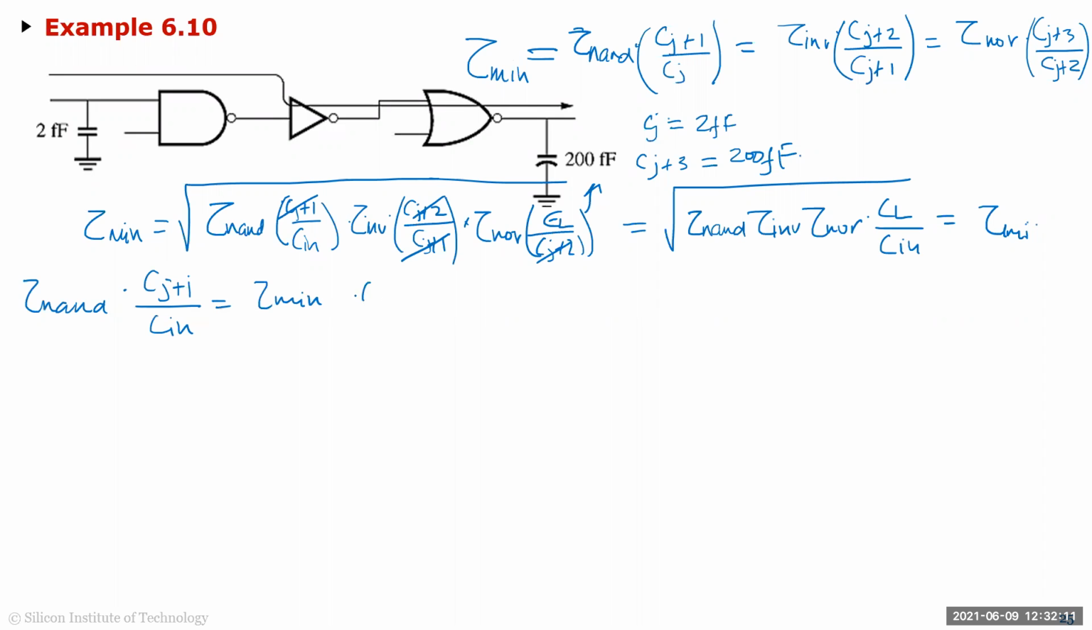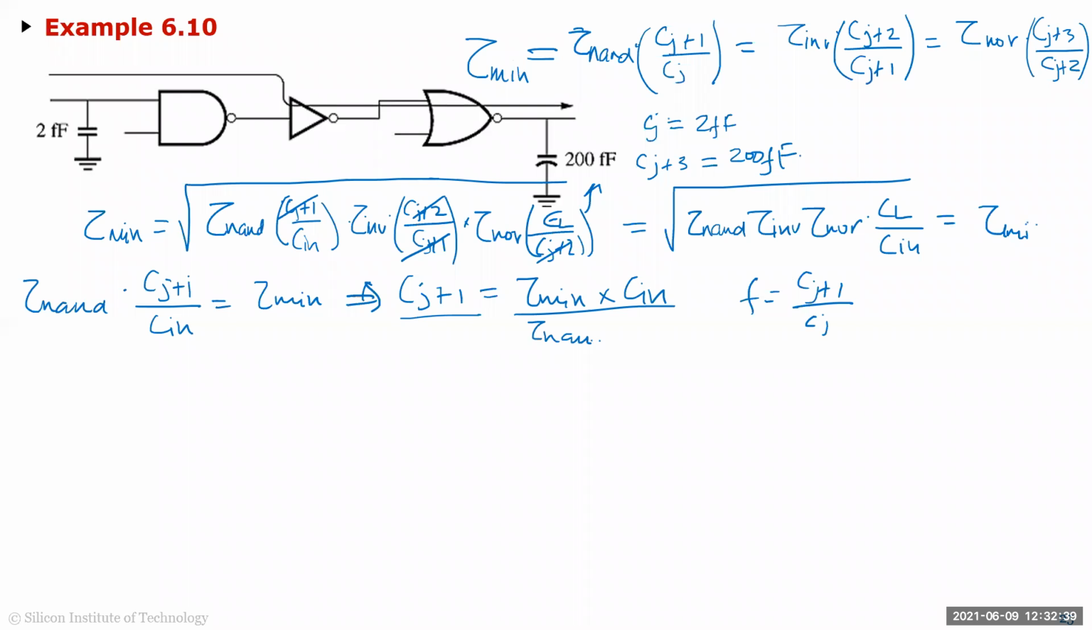which means that Cj plus 1 should be equal to tau min, which I just calculated, times Cin divided by tau NAND, right? So this will give me the value of Cj plus 1. Then I know the fan out ratio, the first fan out ratio, which is Cj plus 1 divided by Cj. And I do the same thing for the other gates.